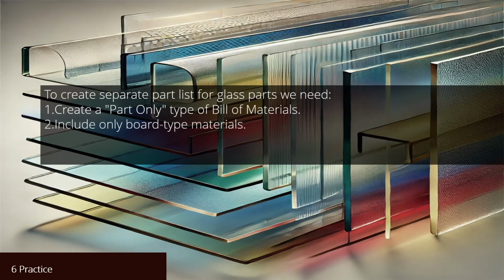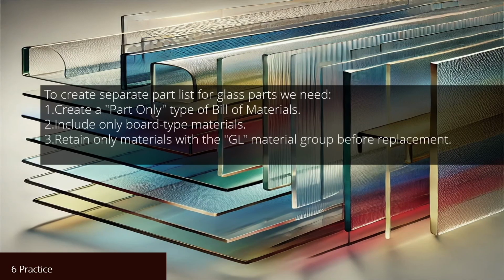Then in the primary filter, we need to include only the boards, because the glass belongs to the board type of material. And when we have this filter enabled, we need to increase its efficiency even further by utilizing a filter which takes only those board type materials that have the GL name.